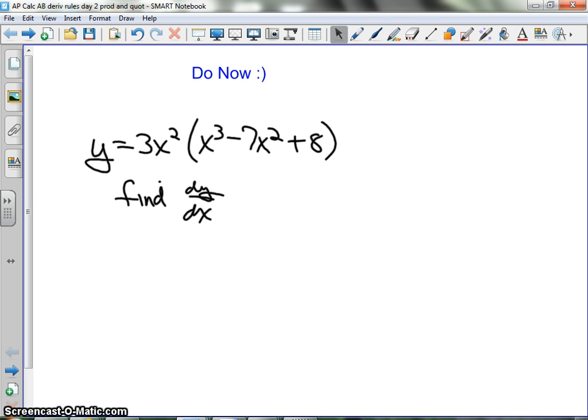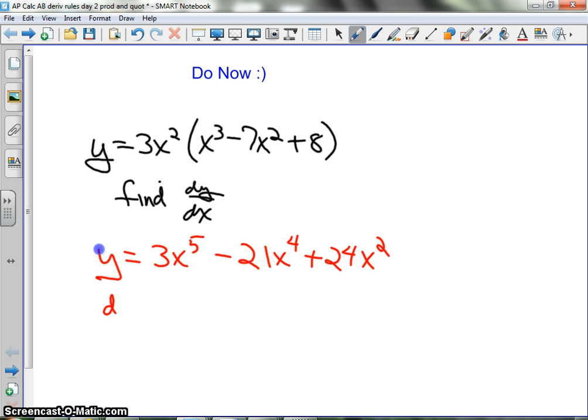If you're continuing on here, I'll assume that you have successfully attempted the first derivative of this function. So when I look at this, I'm thinking I've got 3x squared times the quantity x cubed minus 7x squared plus 8 for my y function. Well, that's equivalent to y equal to 3x to the 5th minus 21x to the 4th plus 24x squared.